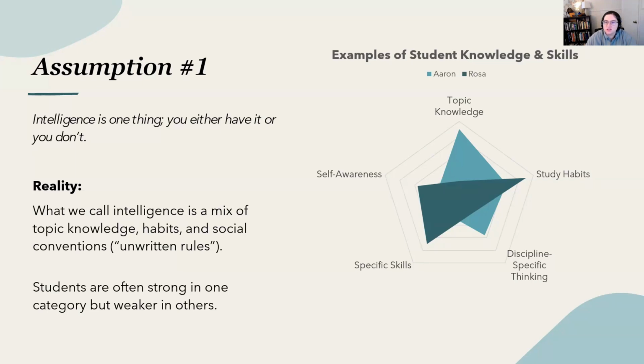Again, students are often strong in one of these aspects, but weaker in others. For example, take this radar chart of two fictional students, Erin and Rosa, both in an introductory chemistry class, and both facing unique challenges and strengths going into a new semester. Erin is strong in topic knowledge, study habits, and discipline-specific thinking, while lacking in some specific skills and the self-awareness to identify these weaknesses. He might do well on multiple choice tests or essays where he needs to recall and interpret knowledge, but may be surprised with his performance in hands-on applications such as labs or project-based assignments.